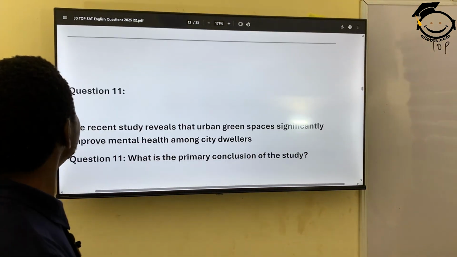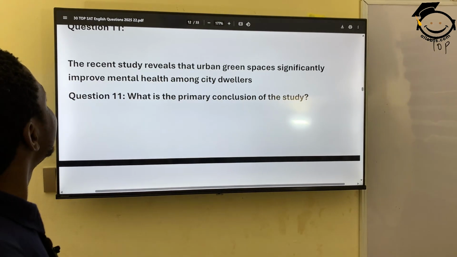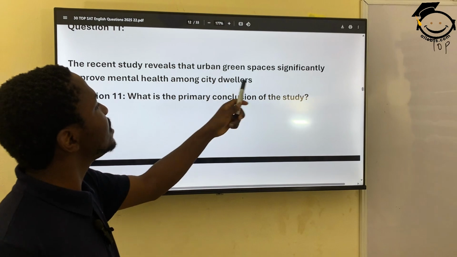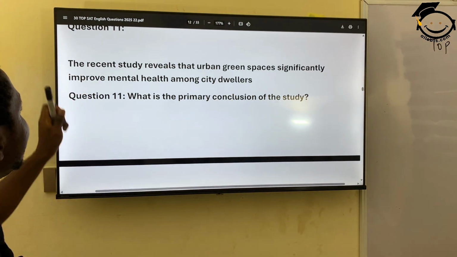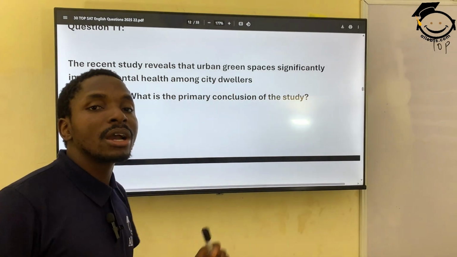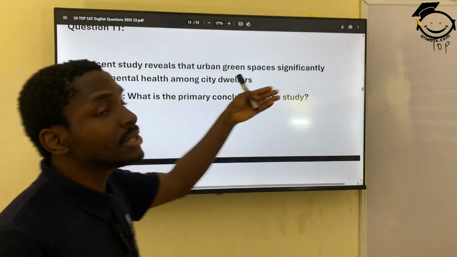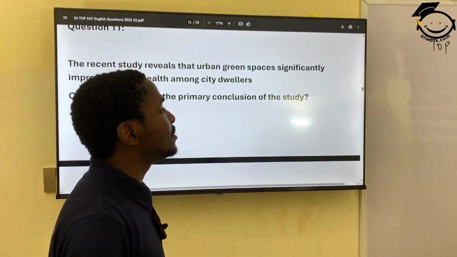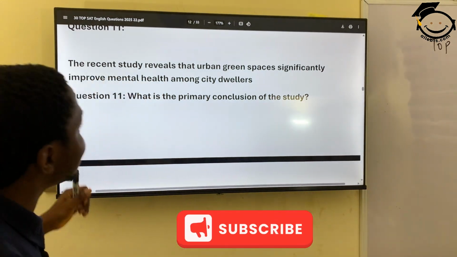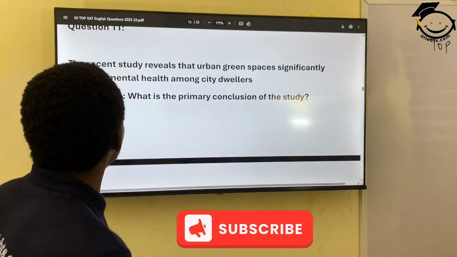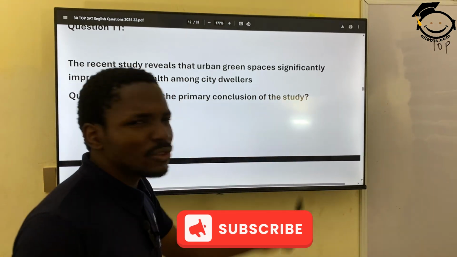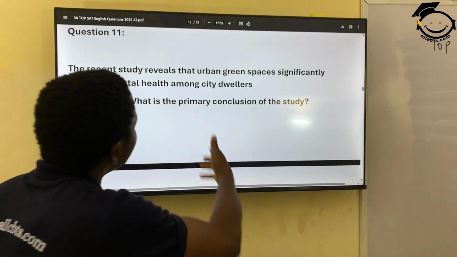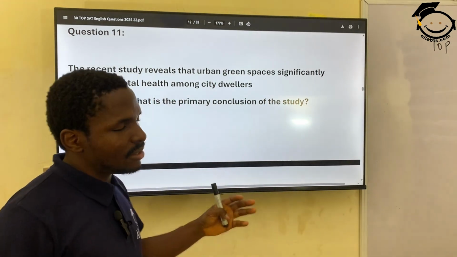Now the next question, question 11. The recent study reveals that urban green spaces significantly improve mental health among city dwellers. What are urban green spaces? Like parks, where you go to relax, relaxation centers like that, especially parks. Okay, what is the primary conclusion of the study? It says parks improve mental health. Is it true? Yes, definitely it's true.